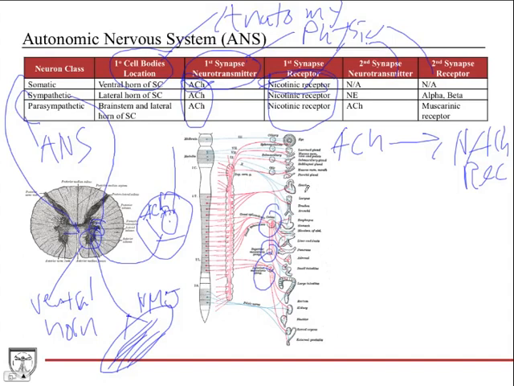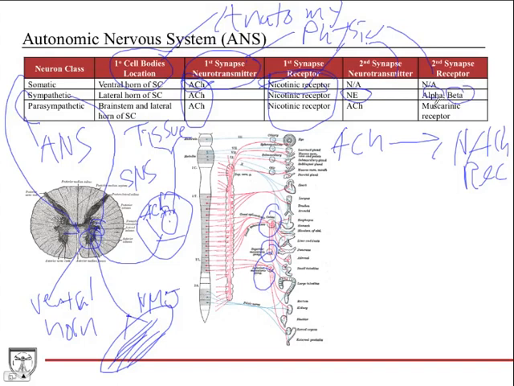Now, the secondary synapse is always on the tissue itself, okay? So the secondary synapse is going to be here, and then you're on the tissue, okay? So we're still talking about the SNS here, okay? That's on the tissue, okay? Now, that is going to be a different neurotransmitter. That's going to be norepinephrine, which is also commonly known as adrenaline, and then it could act on either the alpha or the beta receptors.